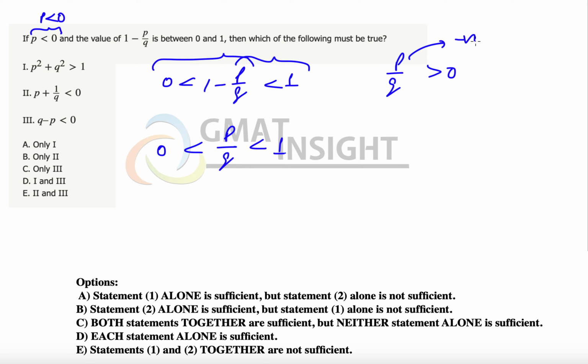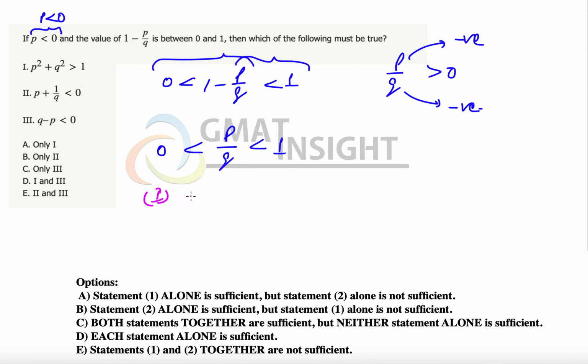positive, and we know that p is negative. That means we should understand that q must also be negative, because only the negative over negative will be a positive value. Now we have to judge these three parts. The question says which of the following must be true. So the strategy must be to eliminate them by choosing a few values.